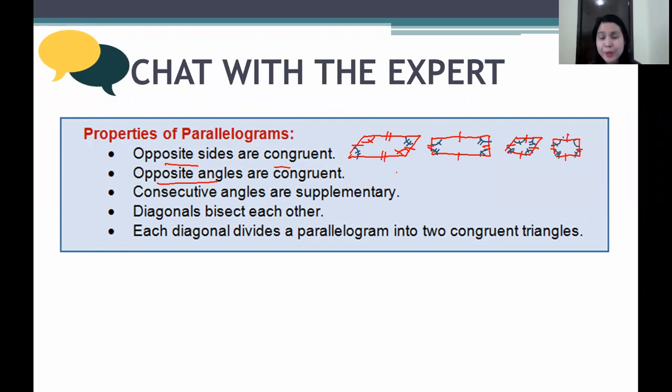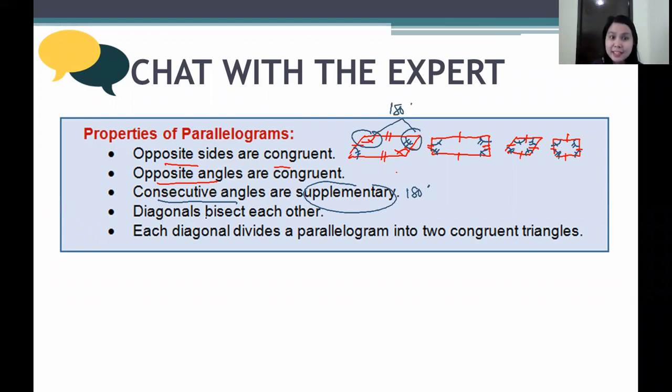What do you mean by congruent? It means they look the same and they have the same measure. Next, consecutive angles are supplementary. If you say supplementary, the sum is 180. So example, this angle and this angle, once you add them, the sum is 180.